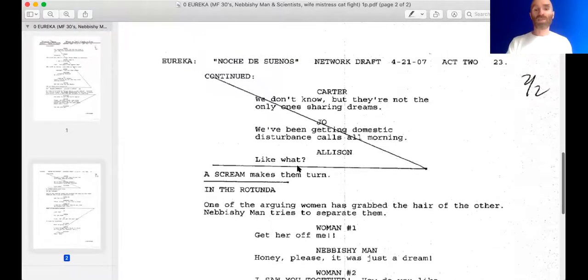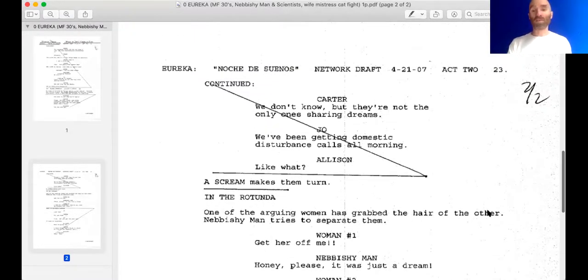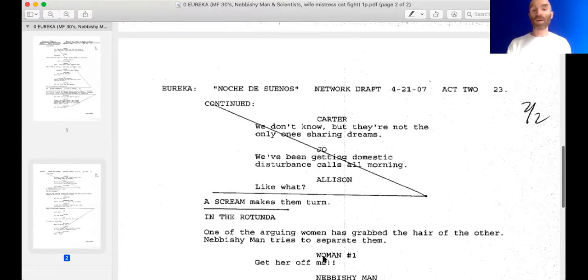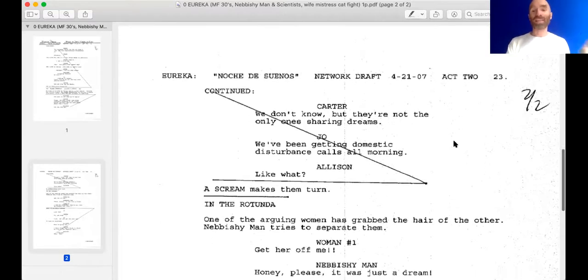And what we've got here is a scream. One of the arguing women has grabbed the hair of the other. So if you're auditioning for woman number 1, you scream because somebody has grabbed your hair, and then your line is "get her off me." How are you supposed to do that if you're doing this from home? So that's what I wanted to play with today.